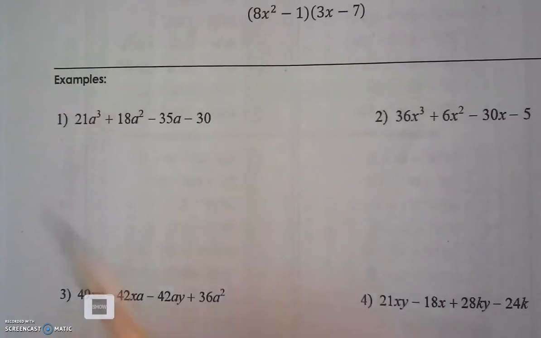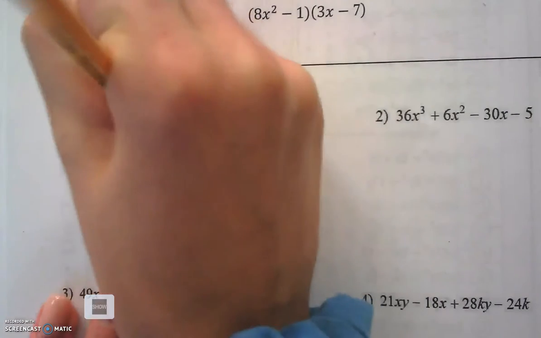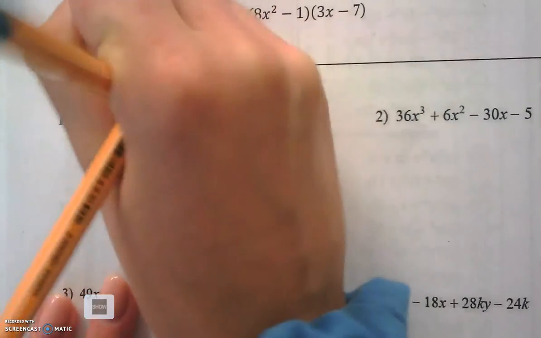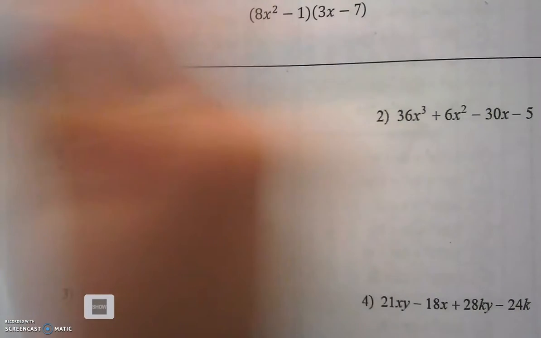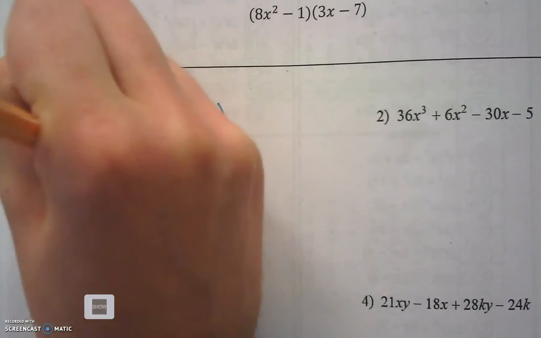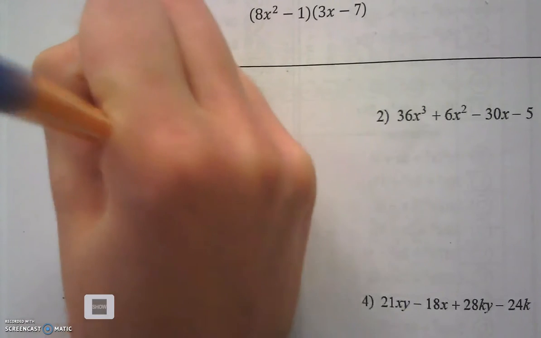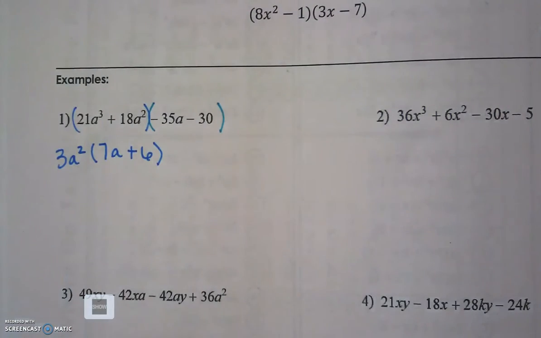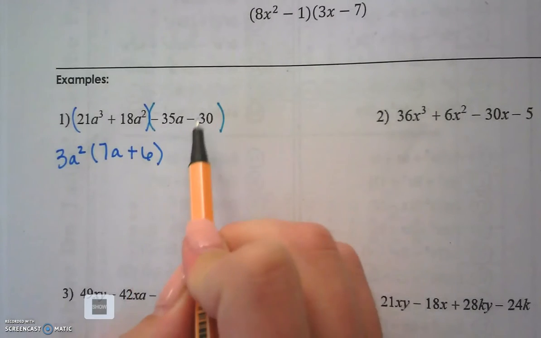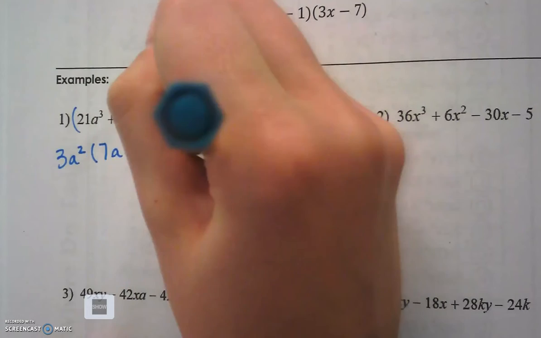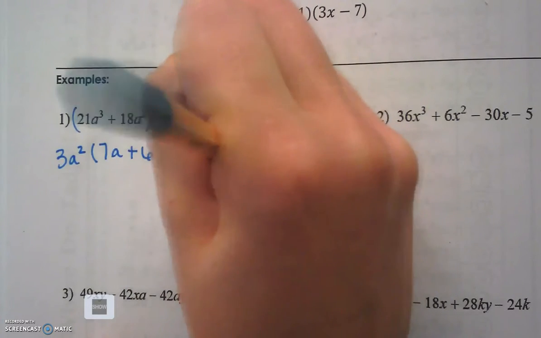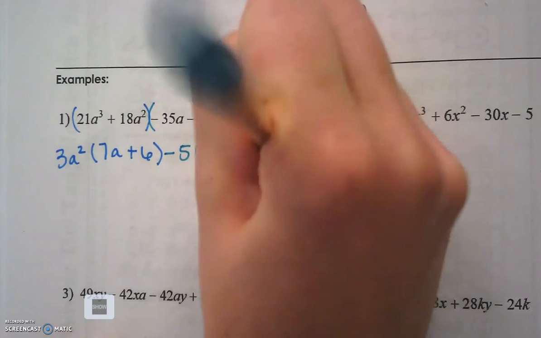Again, we're going to group the first 2 and the last 2. The number that 21 and 18 have in common is 3. And the a squared. So I'll have a 7a plus 6 left over. Negative 35 and a negative 30. We want to take the negative with it. We want that a value positive. So this will be 7a plus 6.